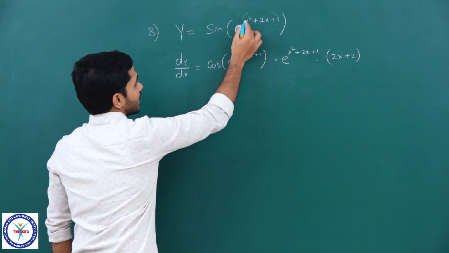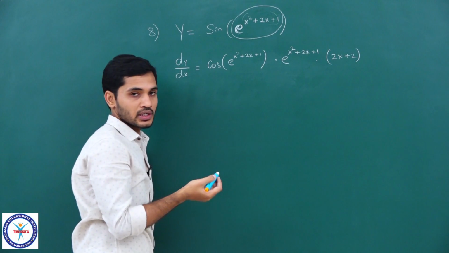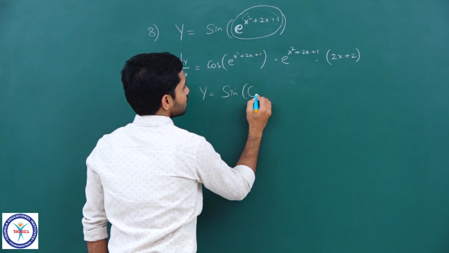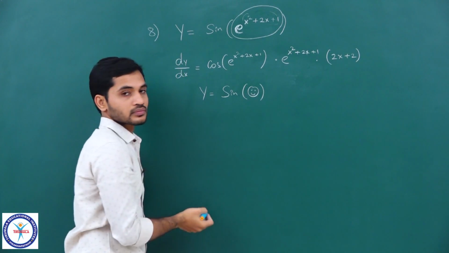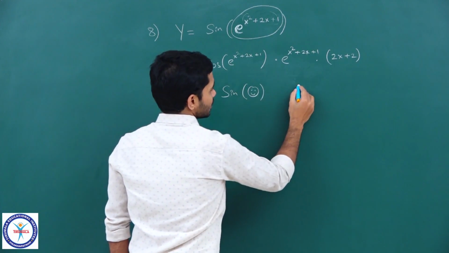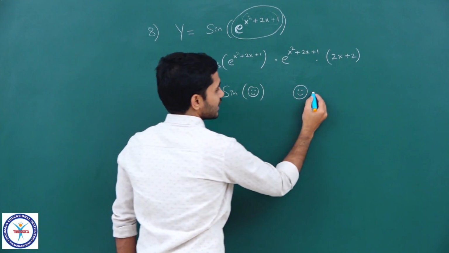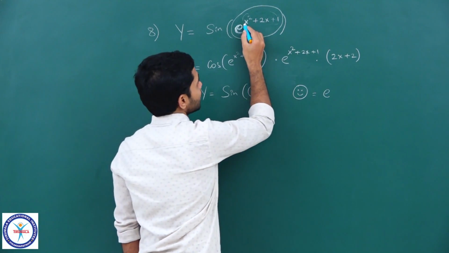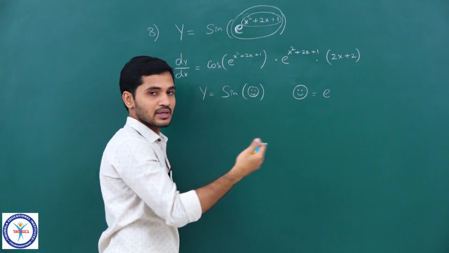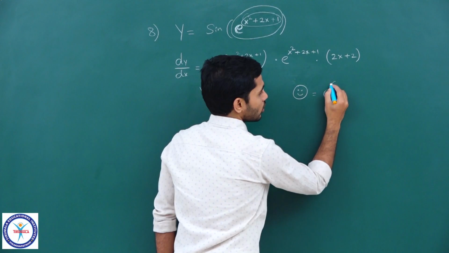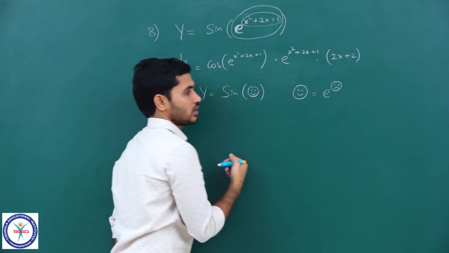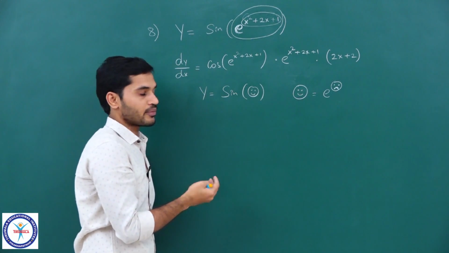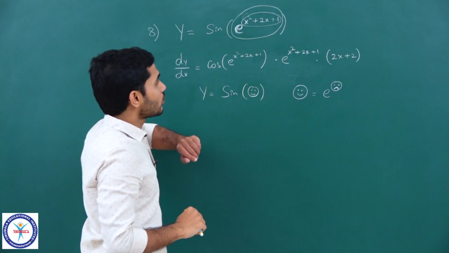So, what I can do is I can think that this whole thing is smiley. So, when I do that, I will get y is equal to sine smiley, right. Now, if you look at smiley, smiley is nothing but e power what? x square plus 2x plus 1. So, I will assume that this x square plus 2x plus 1 is some other expression. So, let us call it frowny. This is smiley, this is frowny. So, it is frowning, it is sad, right. Okay, now we need to differentiate it, right.